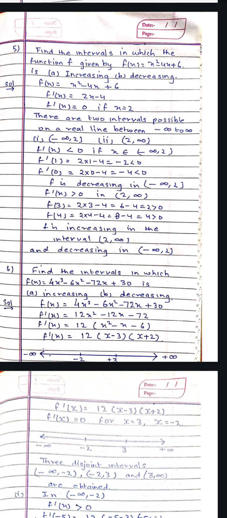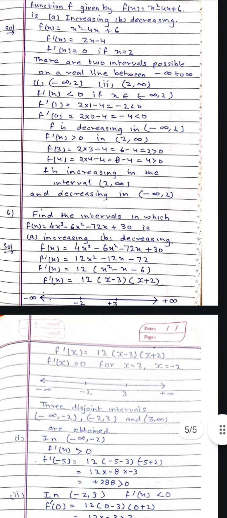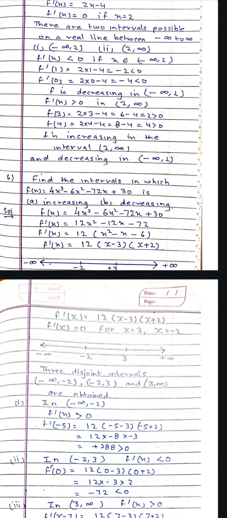Let us consider the first interval minus infinity to 2. In between minus infinity to 2, if we take any number, 1 or 0, the value of f'(x) is coming negative. If it is coming negative, then f(x) is a decreasing function in the interval minus infinity to 2. Whereas f'(x) is coming positive if we take any two values 3 and 4 in the interval 2 to infinity. So f is increasing in the interval 2 to infinity and decreasing in the interval minus infinity to 2.